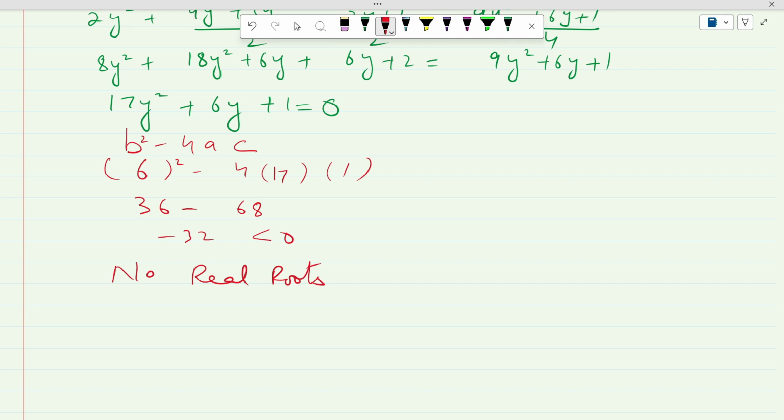And in our discussion, as we are discussing that we don't have any tangent parallel to the x-axis, so we can say that this shows no tangent parallel to the x-axis.